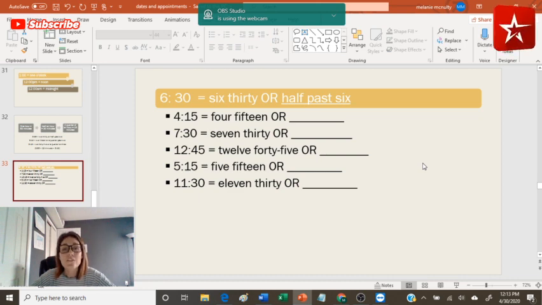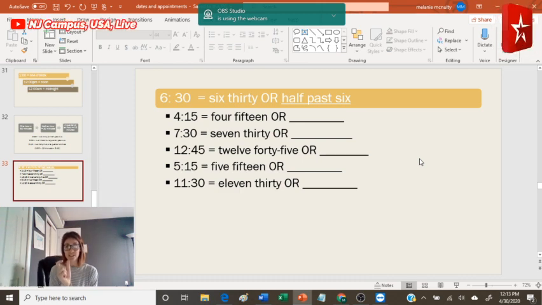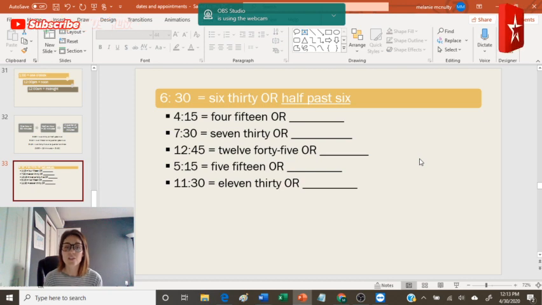How about 12:45? How else can we say 12:45? It's 12:45 or a quarter to one. Because in 15 minutes, it will be 1 o'clock. Good, Anne. So it's a quarter to one. So we can say 12:45 or a quarter to one.